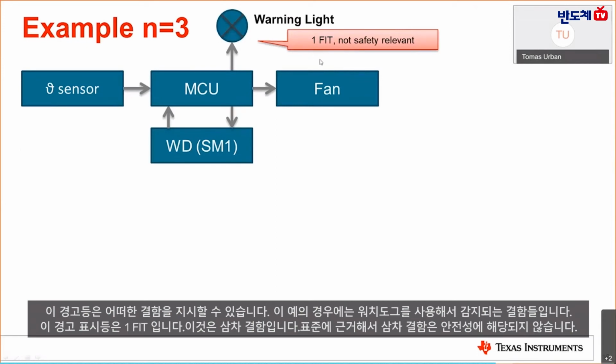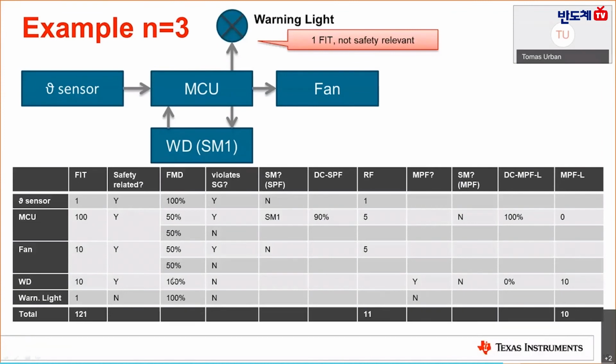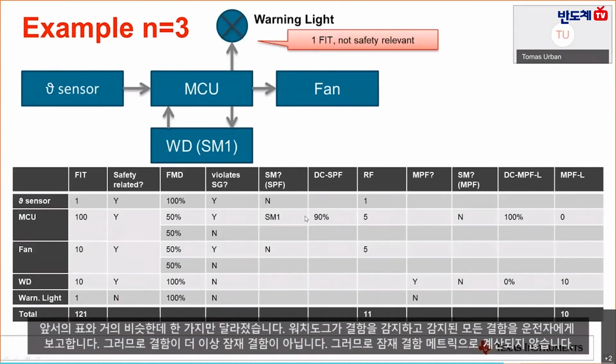The third fault is actually not safety relevant according to the standard. So we don't need to calculate that in. However, we will use it in the table, but it does not have any impact on the overall metrics. It's not even calculated in the total failure rate of the system. So what we see now is that the table is really similar to the previous one, but there is one update.